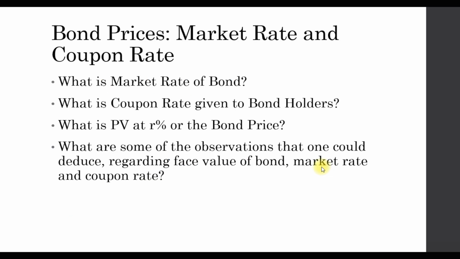Now next is bond prices, market rate and coupon rate. So here what we see is what is the market rate of a bond, what is the coupon rate given to bondholders, what is present value at R% or bond price, and what are some of the observations that one could deduce regarding face value of bond, market rate and coupon rate. So first, what is the market rate of a bond and what is the coupon rate?